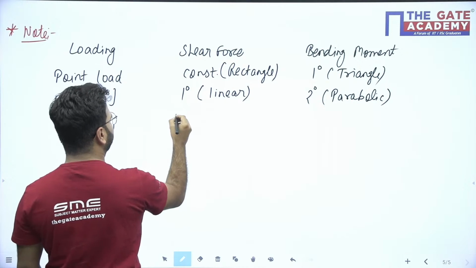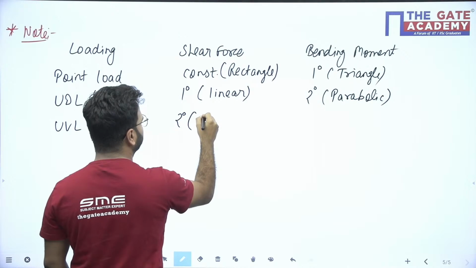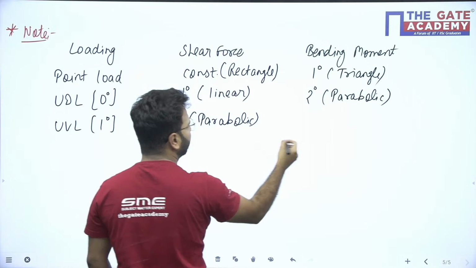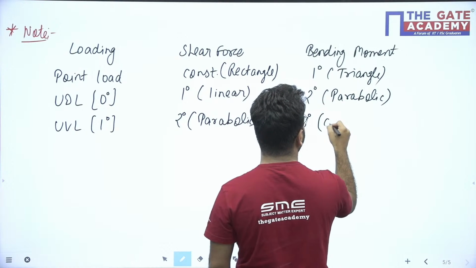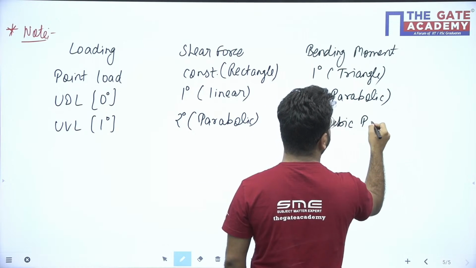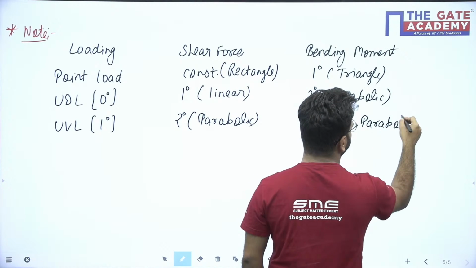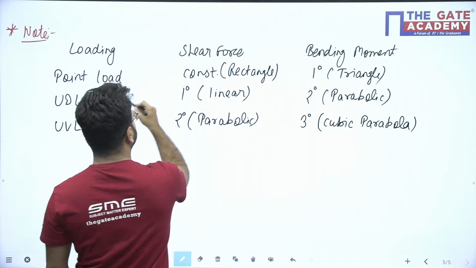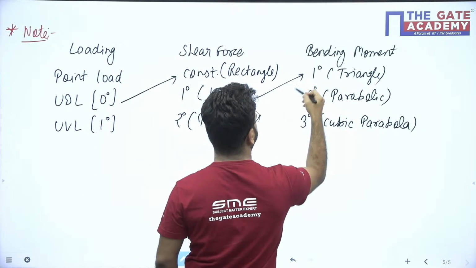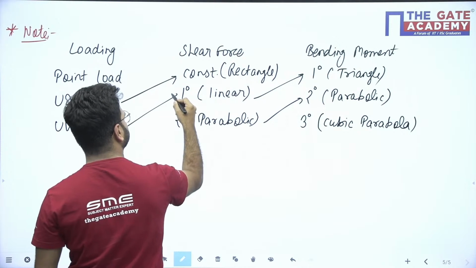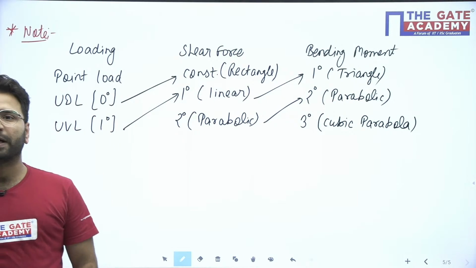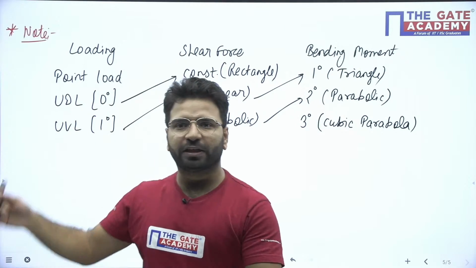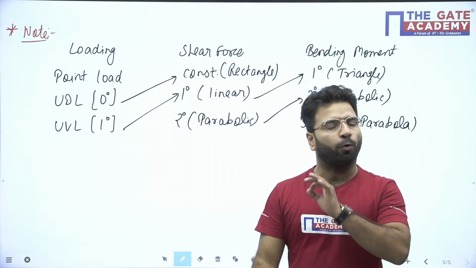So our shear force diagram will be 2 degree, meaning it will be parabolic, and the bending moment diagram will be 3 degree, a cubic parabola. Okay, so you can see one thing here. The complete table you can remember in this way. This table will complete your whole chapter. If you understood, this table will complete the whole chapter.